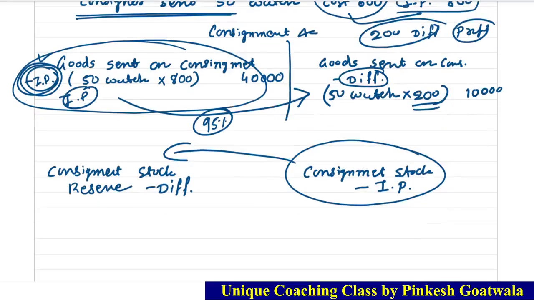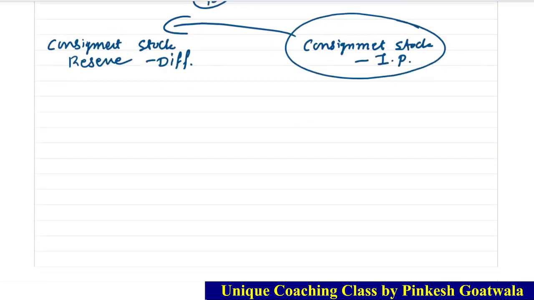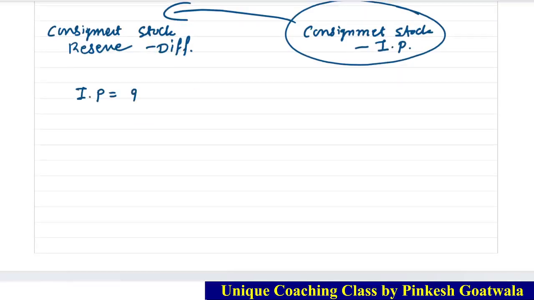Now in a question they do not give both values. What will they do in the question? They give the invoice price, but they do not give the cost price. Or maybe they give the cost price, but the invoice price is not given. Normally they give one of the two, not both. If they give both, it is okay, better, right?